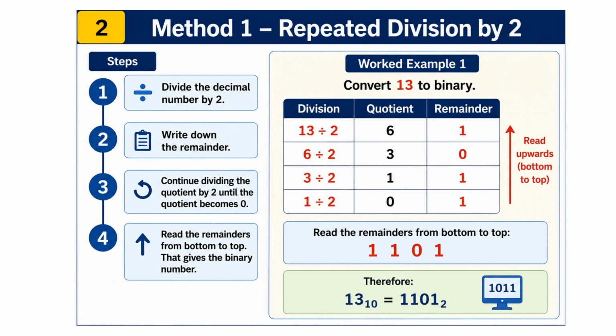Now, let's learn the first method for converting a decimal number into binary. This method is called repeated division by 2. It is one of the most reliable methods, and it works for any decimal number. Let's go through the steps, one by one.